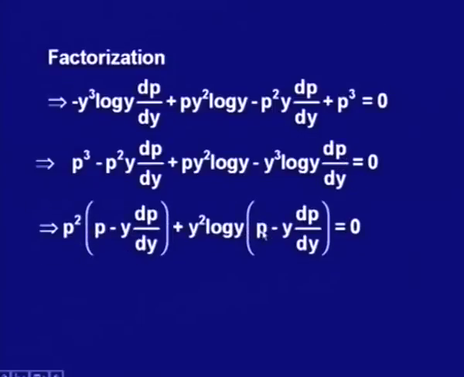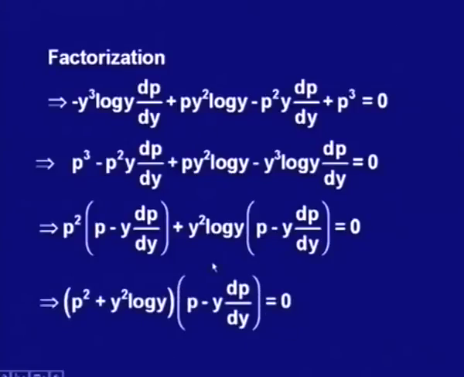And just taking the common from first two terms, p square gives me one factor, p minus y dp over dy. To get the same factor over here, we take the common y square log y. So, we are getting the two factors, p square plus y square log y and p minus y dp over dy. Again we are getting the two factors.